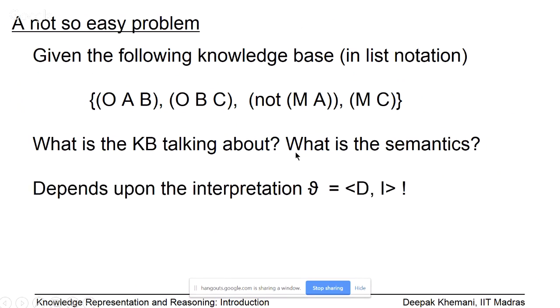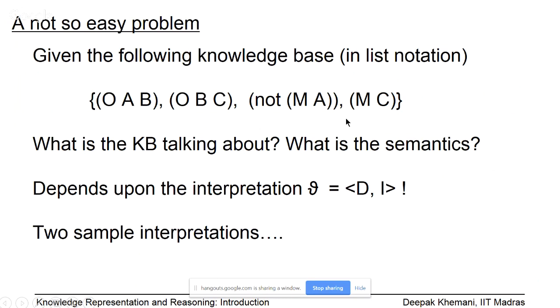And we have also tried to emphasize the fact that logic is formal in nature, and meaning is not involved in reasoning, essentially. So if you are given this knowledge base, this is a notation that has been borrowed from Charniak and McDermott. O is the name of a predicate, and A and B are arguments. So O of AB is true. Likewise, O of BC is true. M is a predicate, and A is the name of the argument, and M of A is not true, and M of C is true. What is this knowledge base talking about?